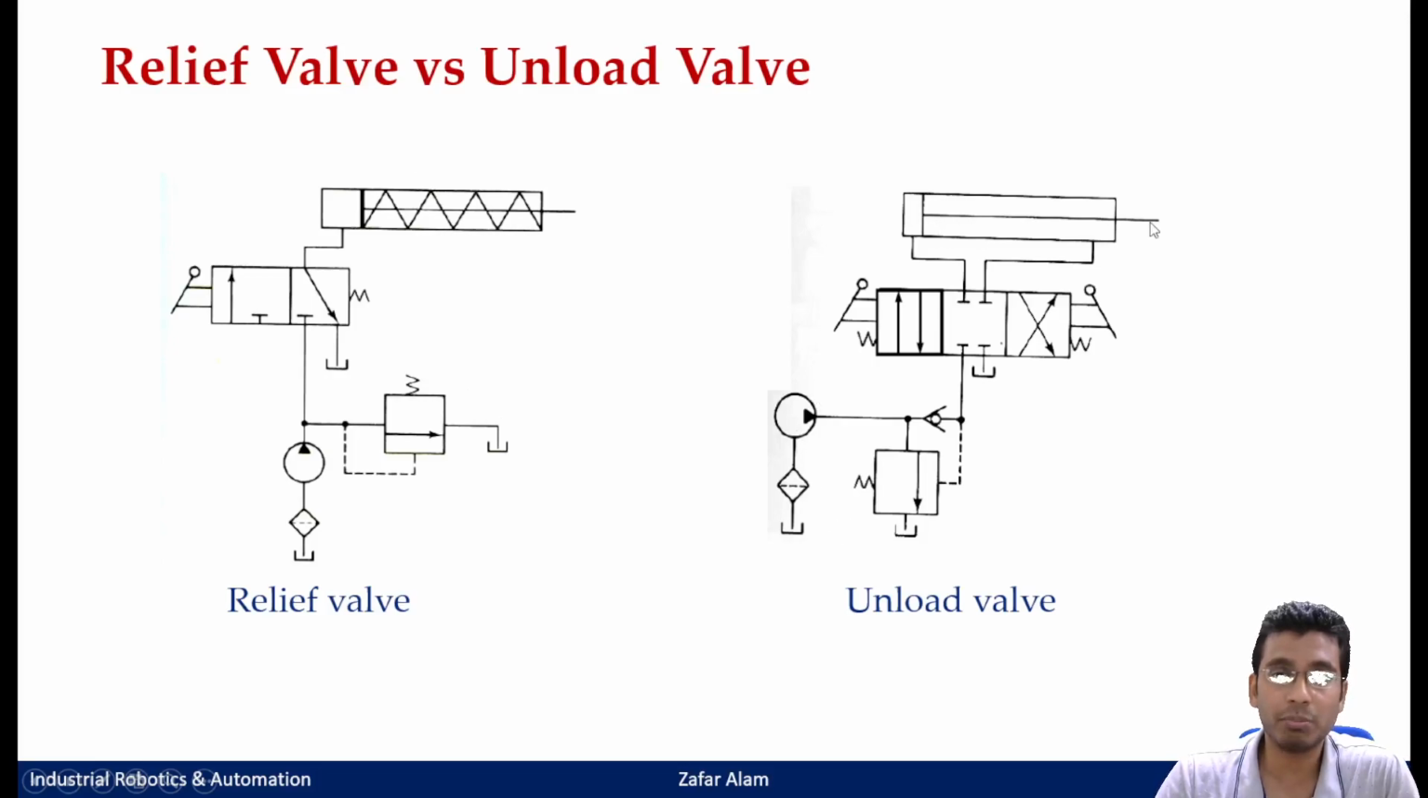Since it cannot move any further, your pressure would start building in this line. Once your pressure reaches 155 bar, what would happen? This 155 bar would also get transferred to this line, and this entire spool would get shifted towards the left, and it would connect the inlet port to your drain port. Then your pump would start draining.